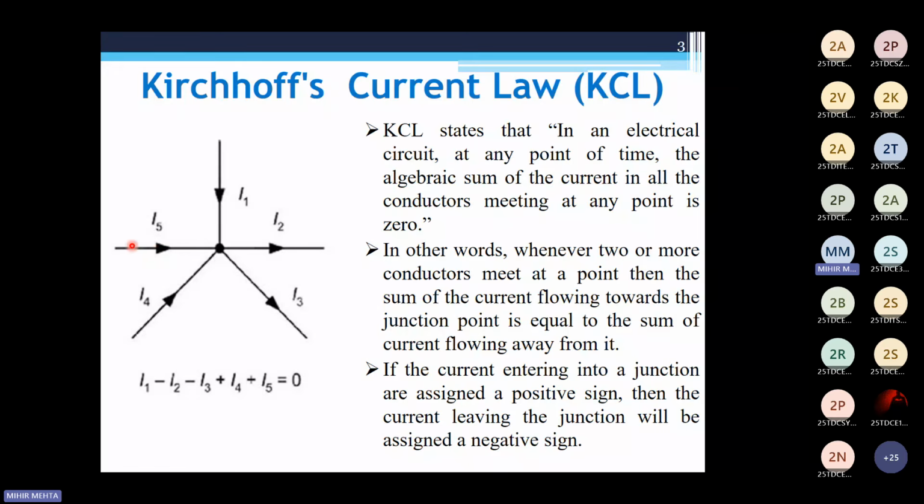Sorry, I5 is also a current which is entering. So I1, I4 and I5 are the currents which are entering, and that is considered as positive, and I2 and I3 are the currents which are leaving. So they're considered as negative. Okay, so this is how we form an equation. Since we say that both the currents are equal, that is why we are equating it with 0.